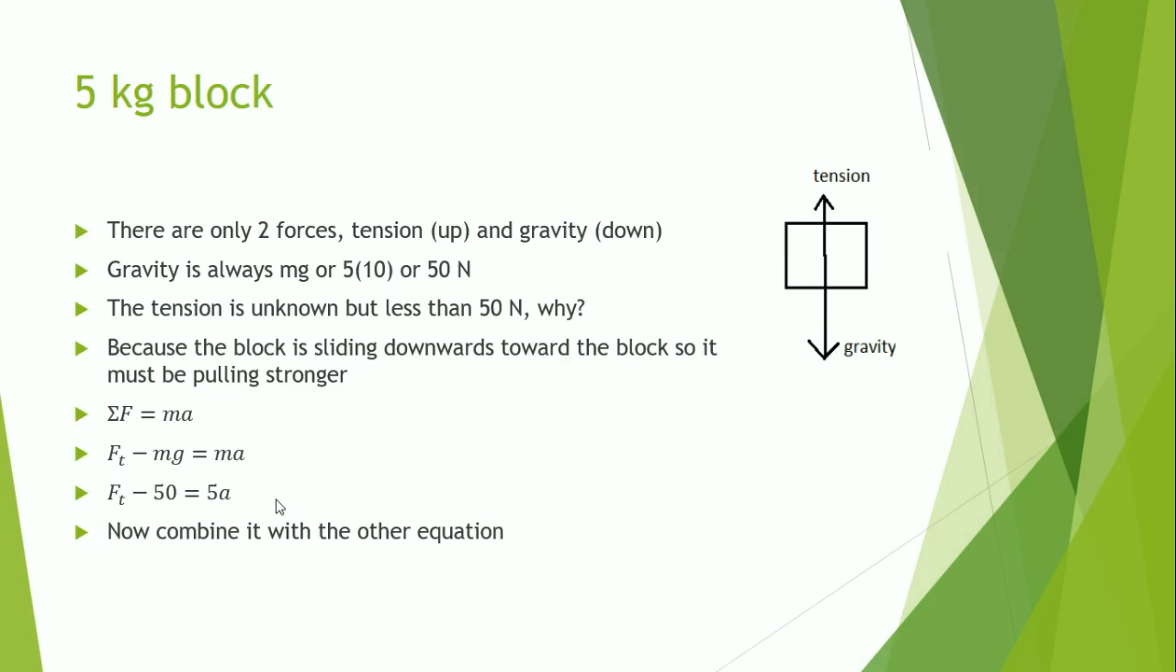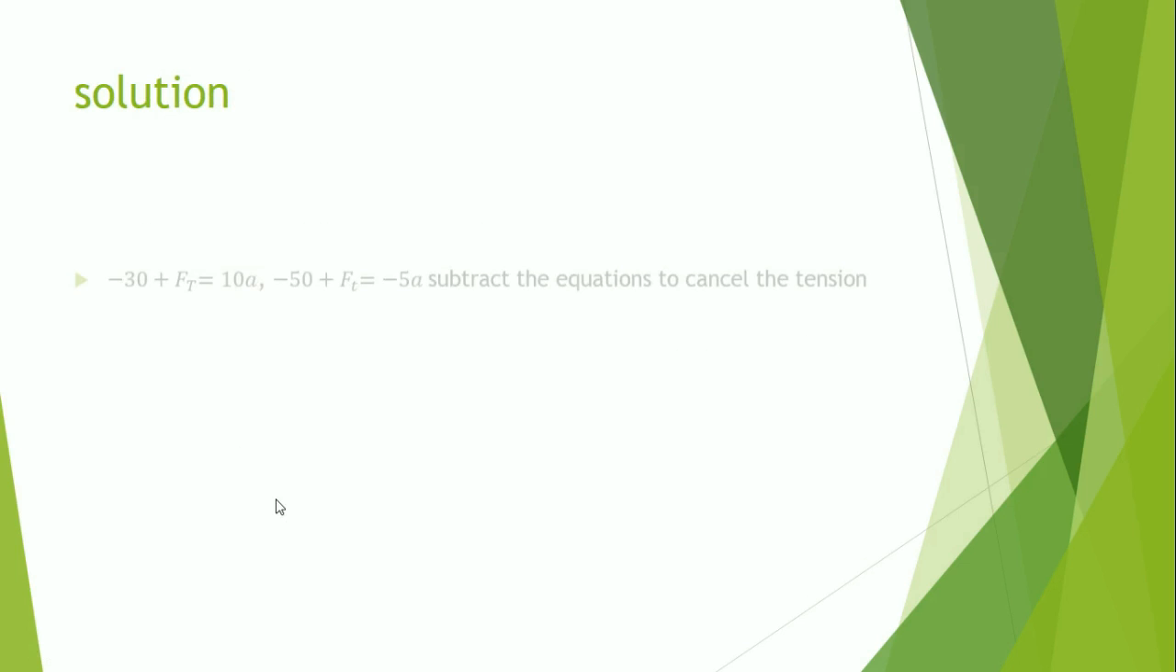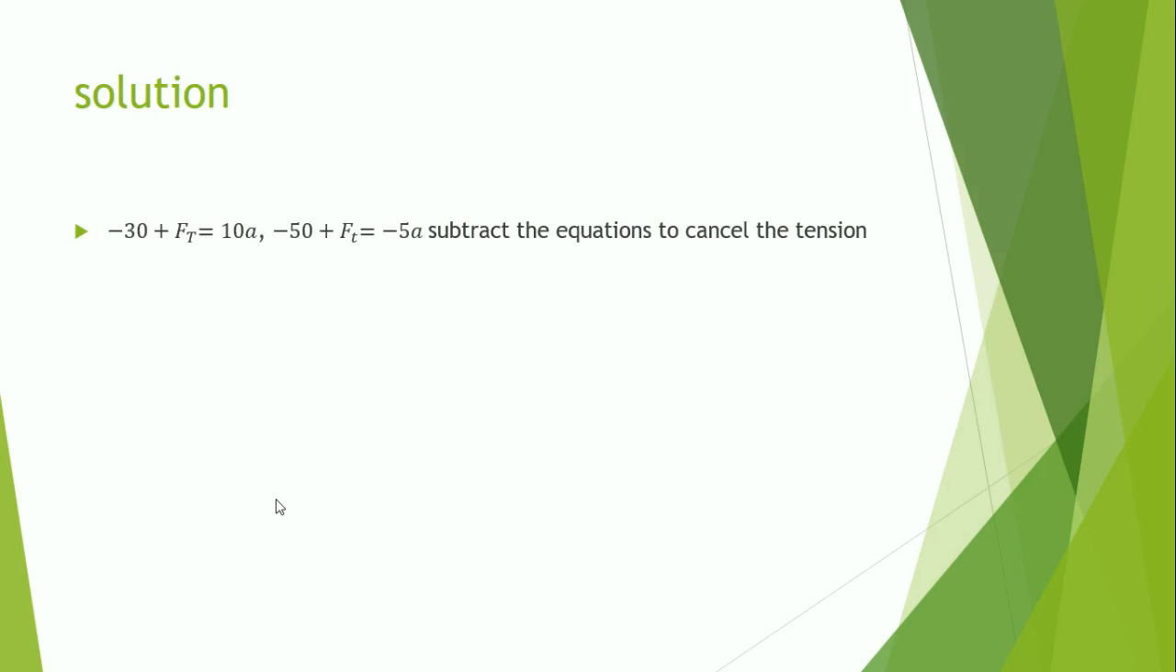And now we're going to combine these two formulas and we're going to solve it just like in algebra class. So here are the two equations I got from the free body diagrams, and I'm going to subtract the equations to cancel out the tension, because this is a systems of equations, and remember, if we have two equations, we can have two variables, but we need to solve for one of them, and we want to solve for acceleration. So let's go ahead and just cancel out the tensions, and we'll solve for the acceleration.